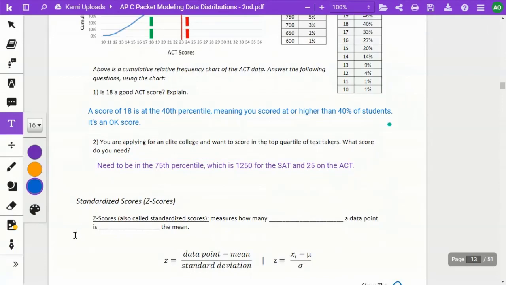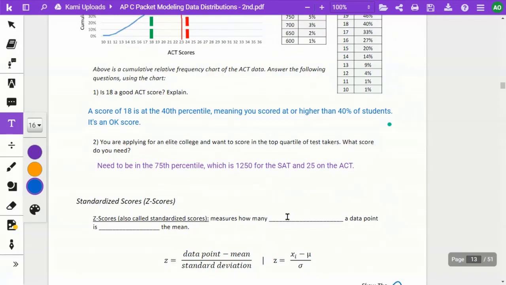Okay. So now that we've told you, you can compare SAT and ACT scores. Otherwise, colleges would have to say, I only take the SAT or I only take the ACT. Now, some colleges do that, but there are plenty of colleges that take either one.